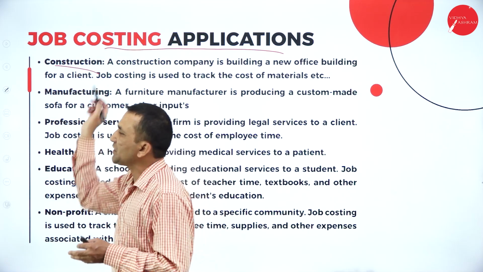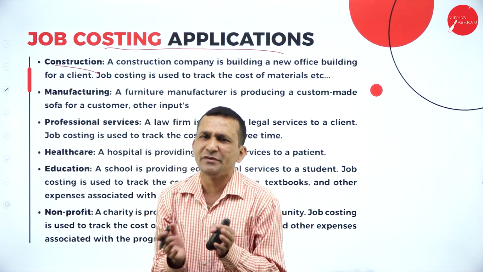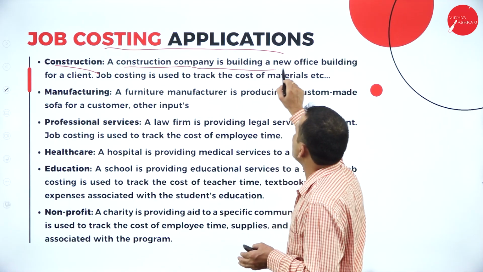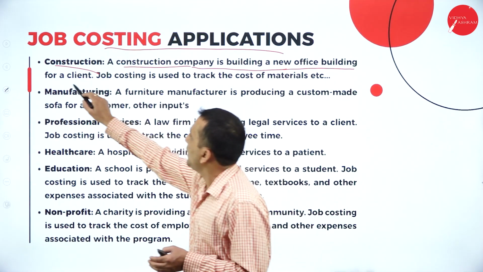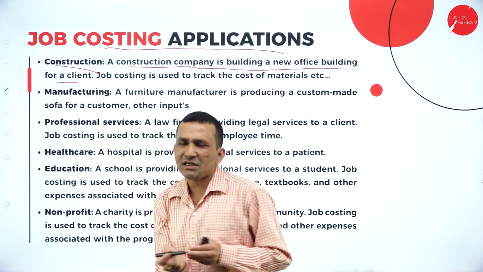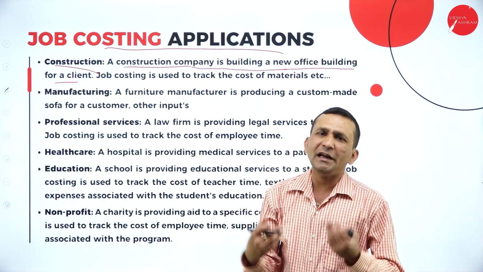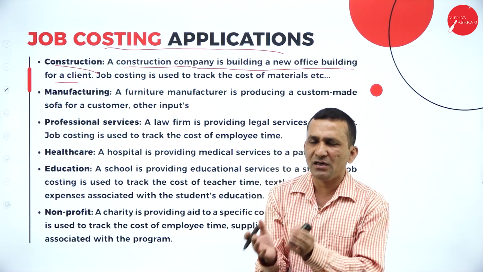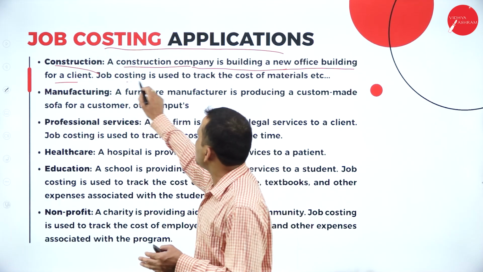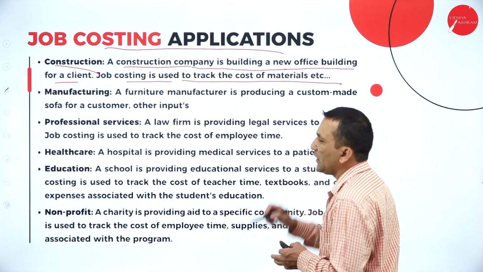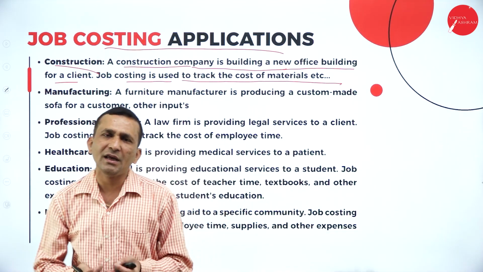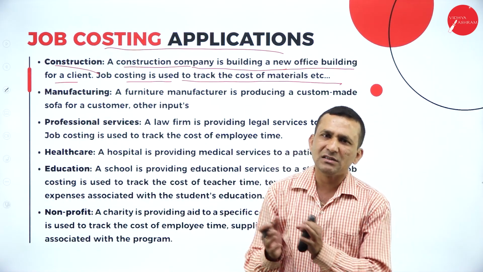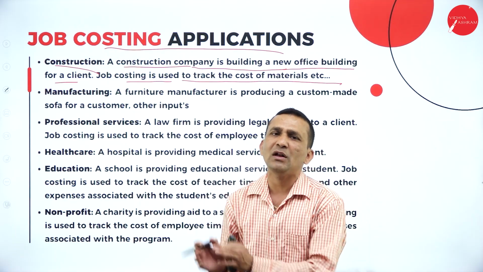So the first one, construction, because construction is related to projects. A construction company is building a new office building for a client, because the construction company mainly gets orders from clients to construct a building, based on a specific space. Job costing is used to track the cost of material, because whenever a construction company takes a contract, the contract accounting is something different. The job is actually what we are performing; we are taking one project.